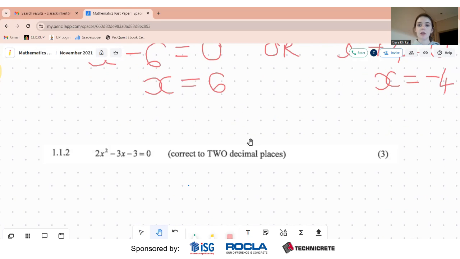Immediately, I know that I need to use the quadratic formula in this question. How did I know that? Well, it's because next to the question they said correct to 2 decimal places. They often say this because the quadratic equation does not give us a whole number as an answer.